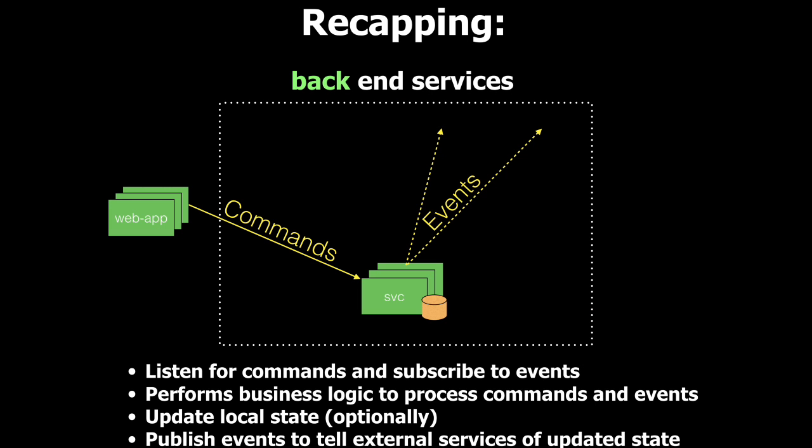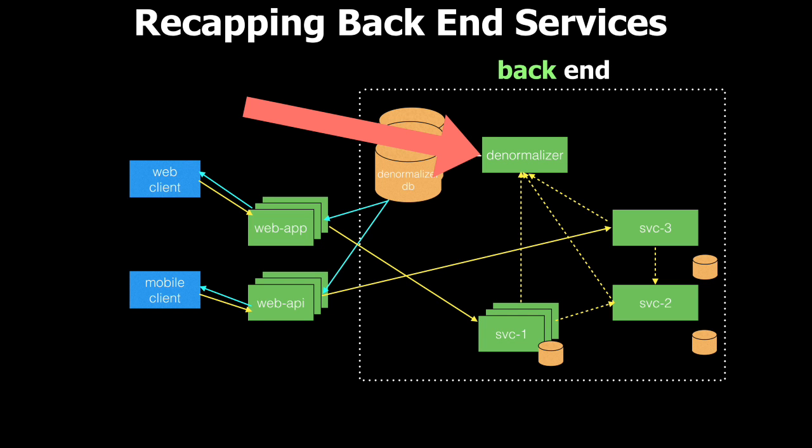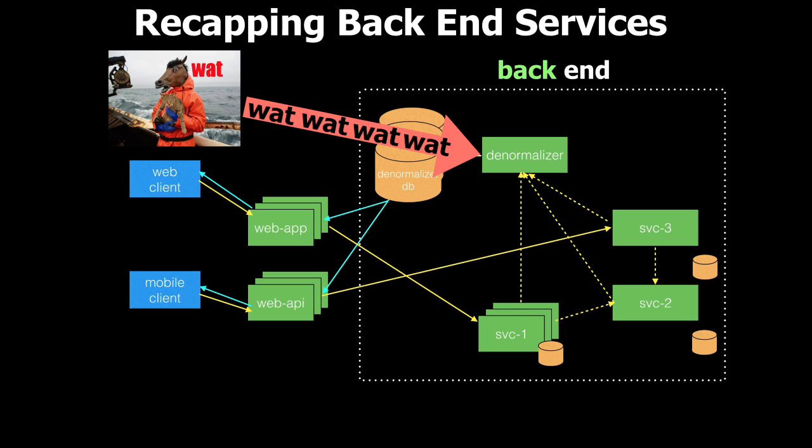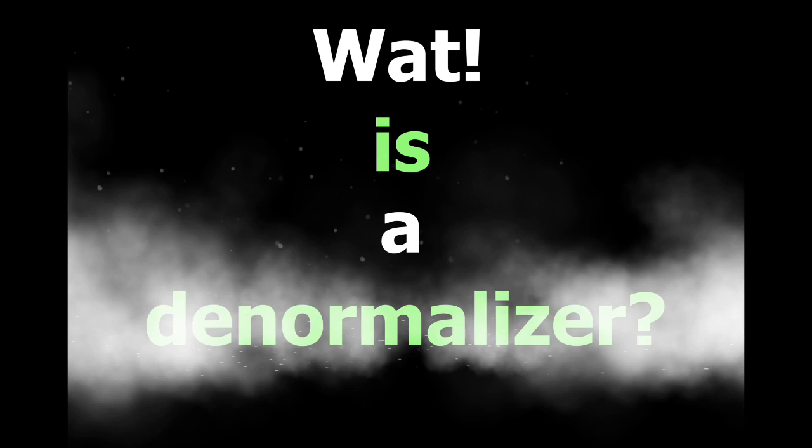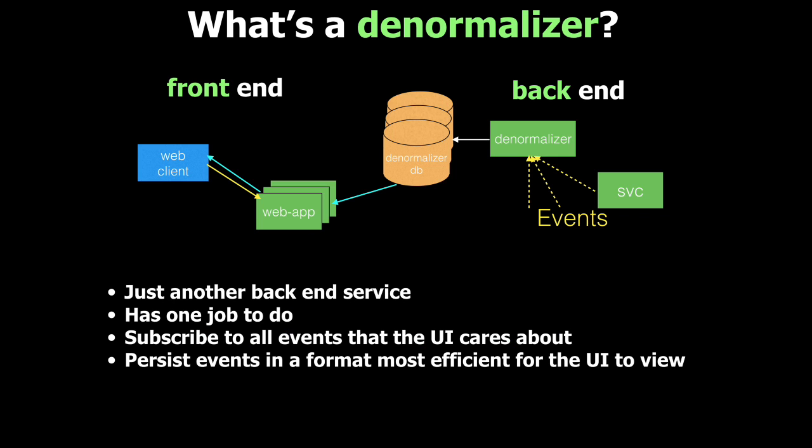And so the backend services, from their little world perspective of just existing by themselves, listen for commands and subscribe to events, like we said. But at the very beginning, I said that we were going to talk about this DNormalizer thing, and it's going to be this mystery. And at some point, we're just going to be wondering, like, what is that thing, right? So it turns out that the DNormalizer is just another backend service. Just like every other backend service, it either listens to or subscribes to events. The DNormalizer happens to just never listen for commands because it doesn't have any real business logic.